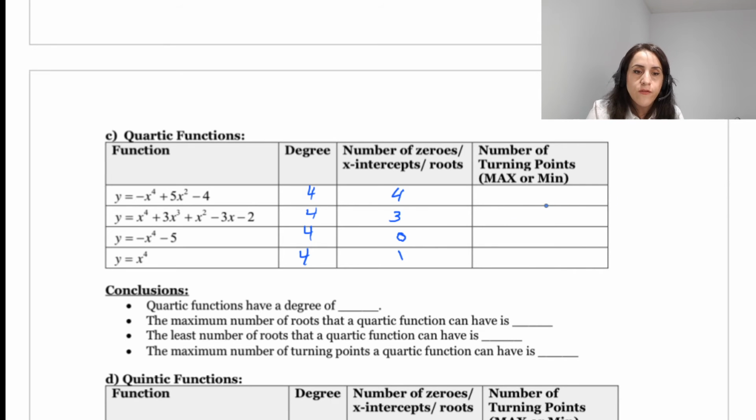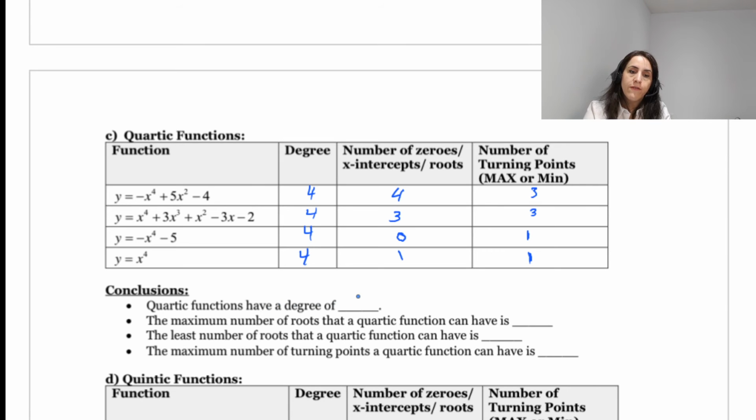For the number of turning points, for the first one, I got 3 turning points. For the next one, I also got 3 turning points. For the next one, I got just 1 turning point. And the last one, I got just 1 turning point. I'm hoping that you got the same things.